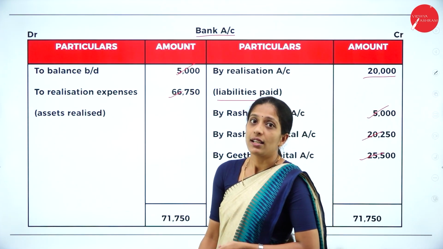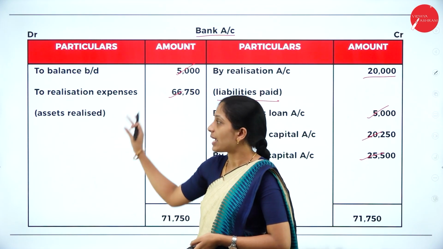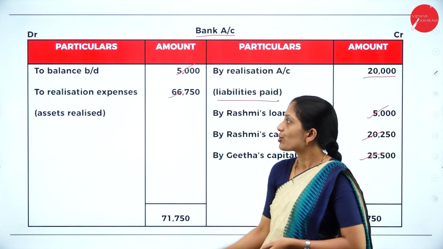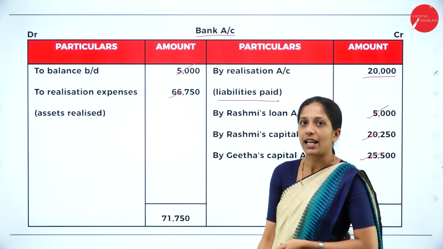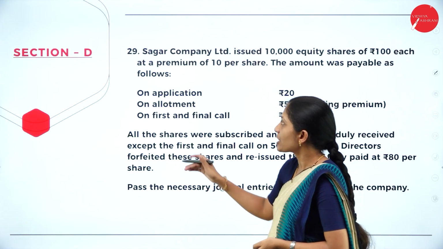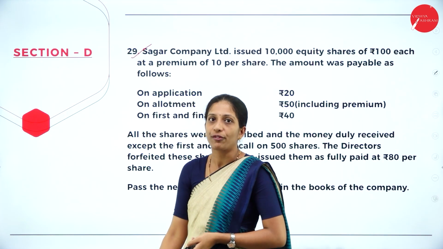So this is what? This is for assets realized. The entry is for assets realized. So it is to realization account. Okay, so hope you are clear with the bank account. Next, we shall move on to the next problem, that is on issue of shares.